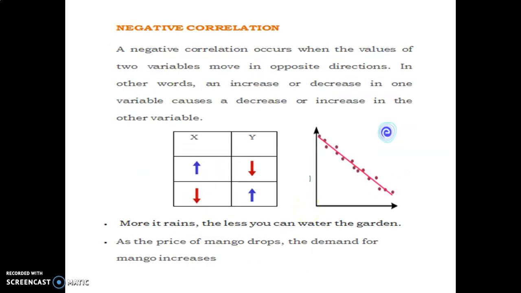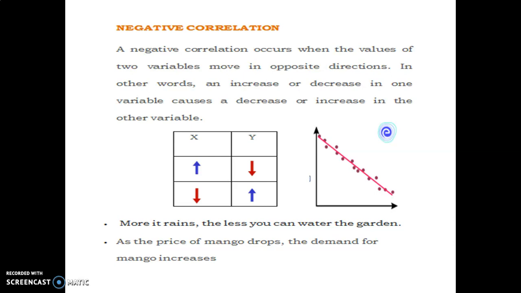The next is negative correlation. So, negative correlation occurs when the values of two variables move in opposite direction. That is, if there is an increase in one variable, there is a decrease in the other variable. Or if there is a decrease in variable x, then there is an increase in variable y, which is represented in the graph form. The examples of negative correlation are, if it rains more, then you can water the garden less. The second example is if the price of the mango drops, then the demand for the mango increases.